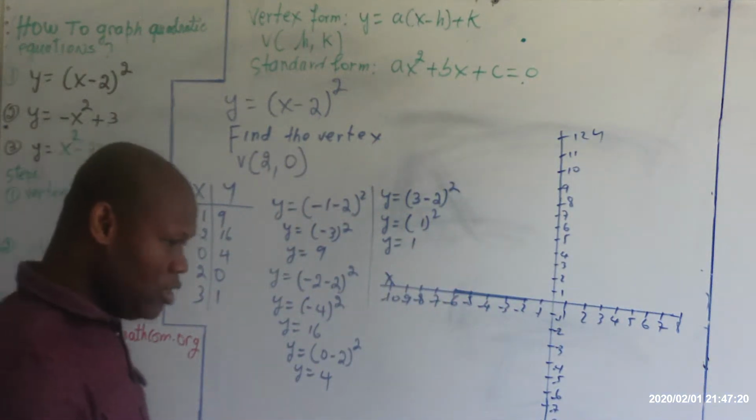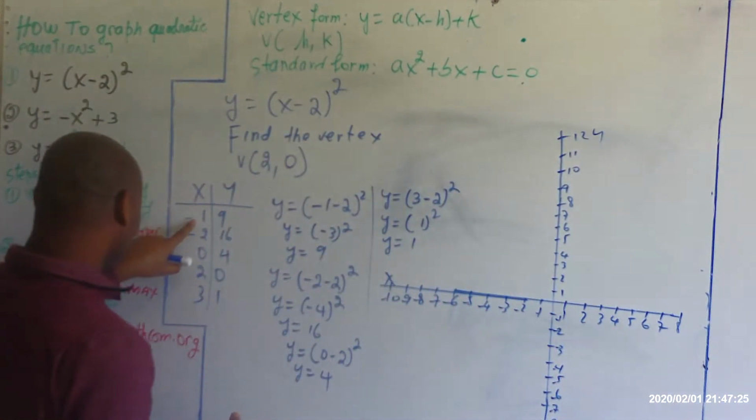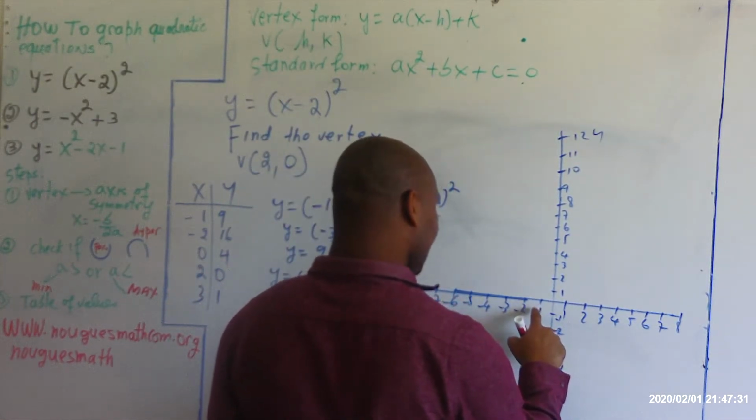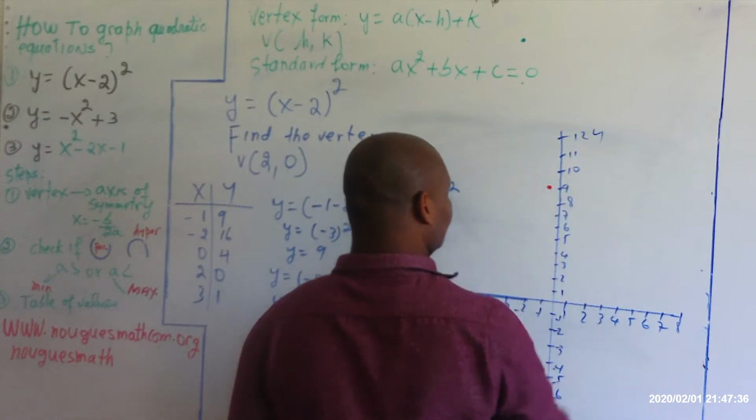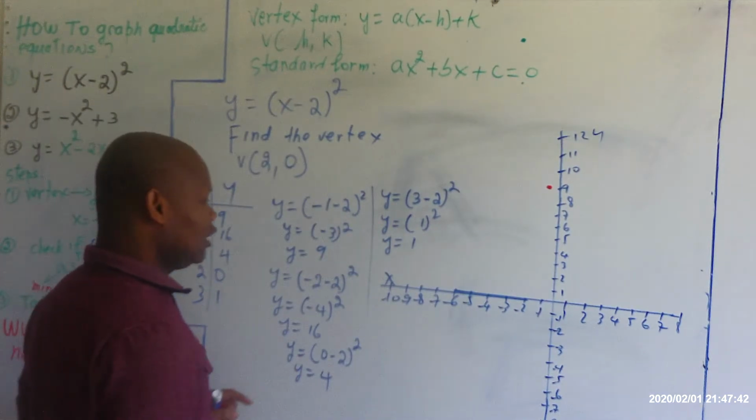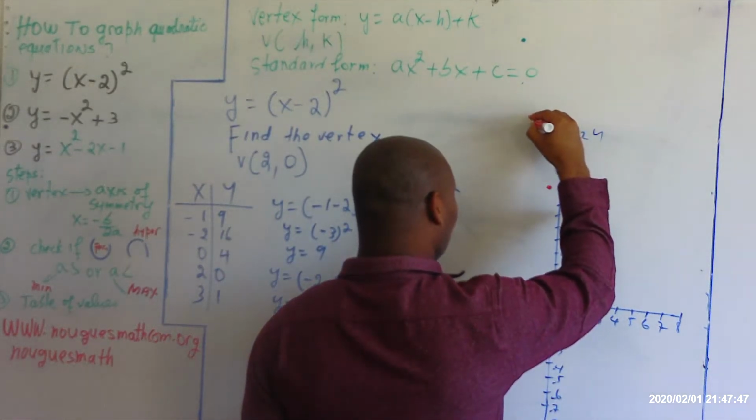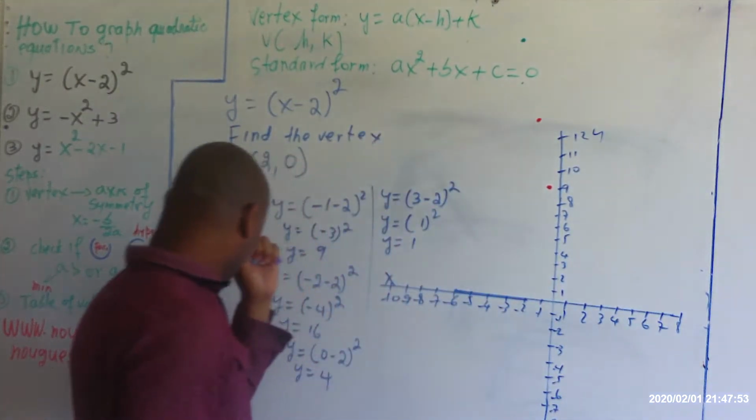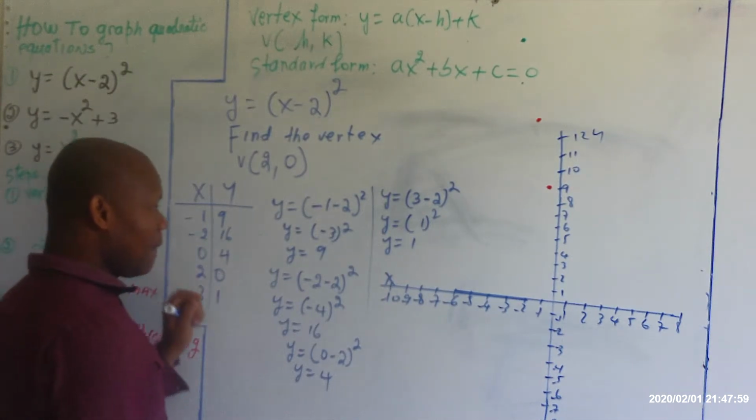Now we're going to place the points for you. Pay attention. I want you to know how to place a point. Negative 1, 9. You see the left side is negative numbers. Negative 1 and 9, right here. Negative 2, 16. 16 is all the way up, right here. And 0, 4. 0 is x, 4 is y. Right here.